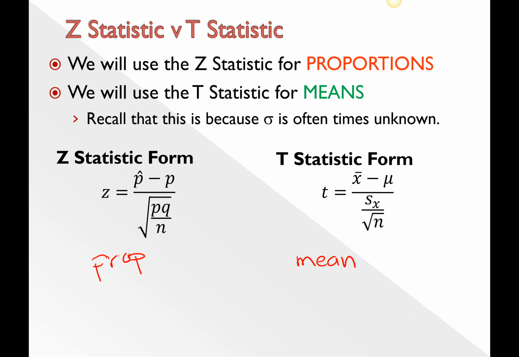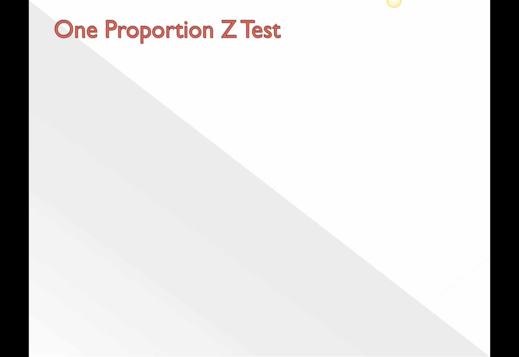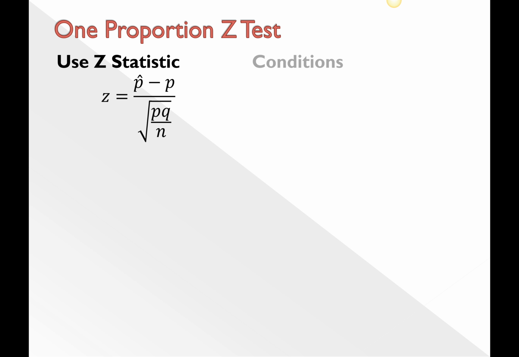All right, so for the one proportion Z test here, what we're going to do is we're going to use that Z statistic. So make sure that you have that p hat minus p divided by the square root of pq over n. So that's going to be how we're going to compute that test statistic, that T part of phantoms, all right?